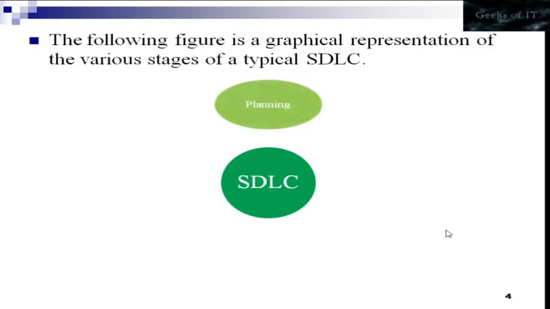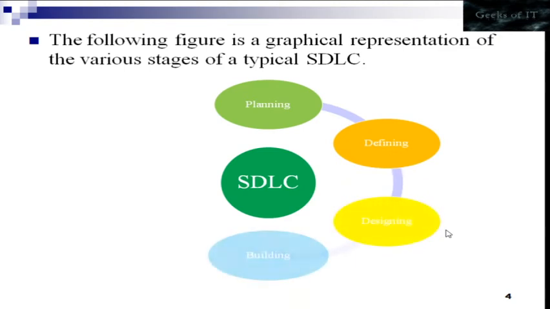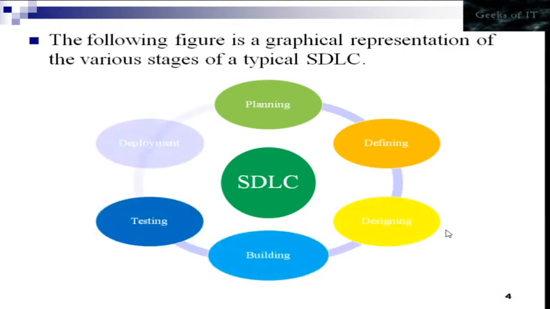System development life cycle consists of different stages, and these stages are followed for any software development process. The stages of system development life cycle are planning, defining, designing, building, testing, and deployment. These are the stages that are followed for any software development project. We will discuss these stages in the following slides.